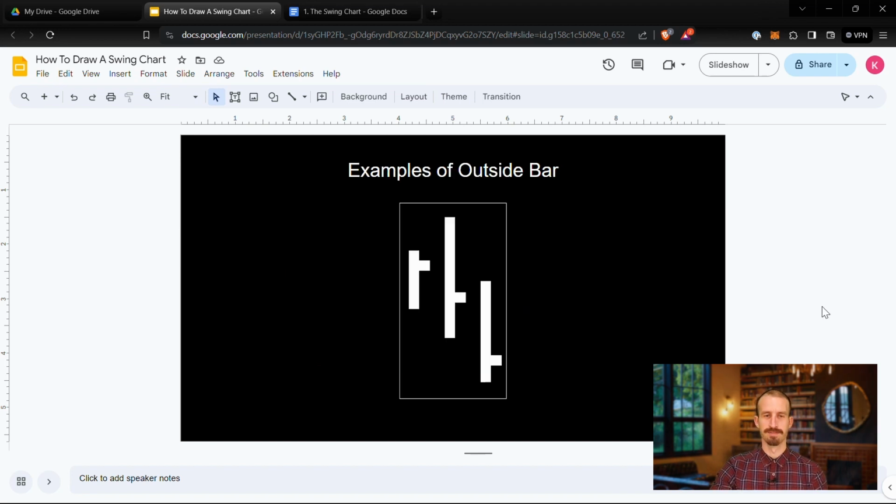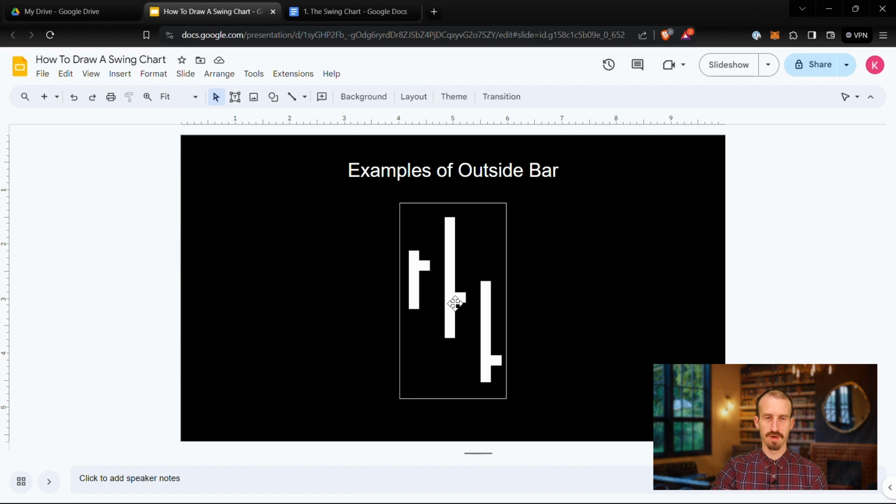Let's look at an example of an outside bar. So here you have your reference bar, and the second bar is your outside bar. See if you can figure out what this does to the swing direction. You got it? Right. So what you want to do is look at the close.